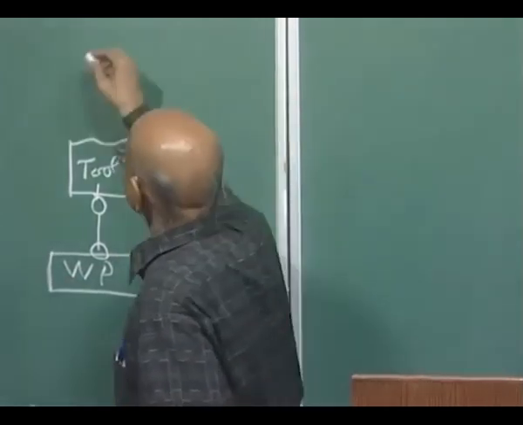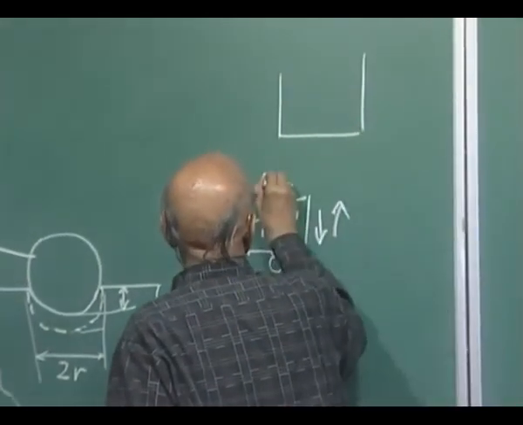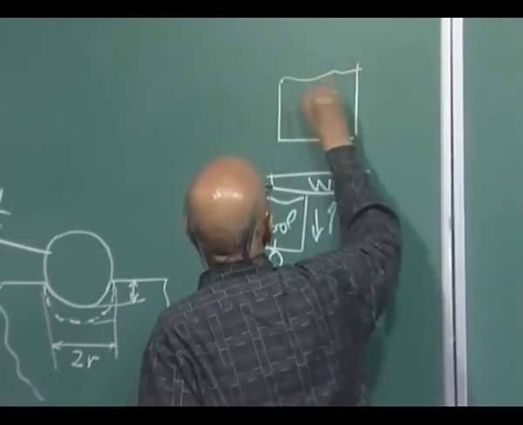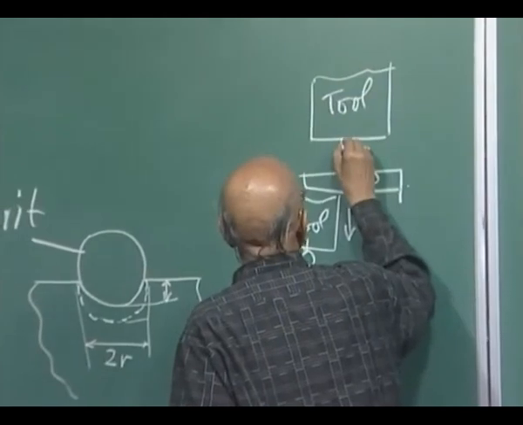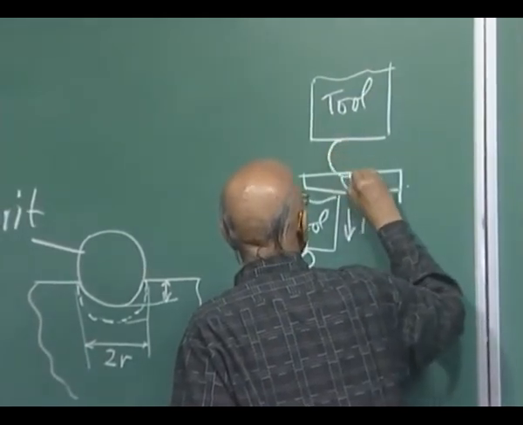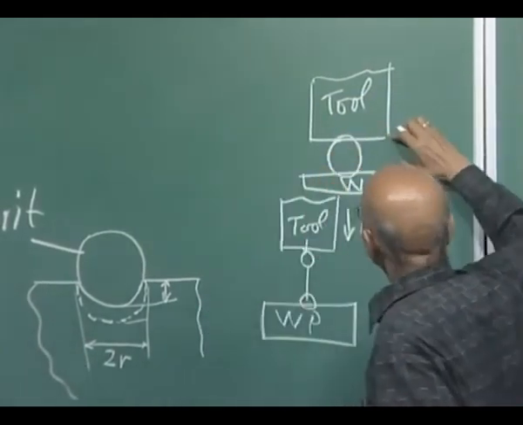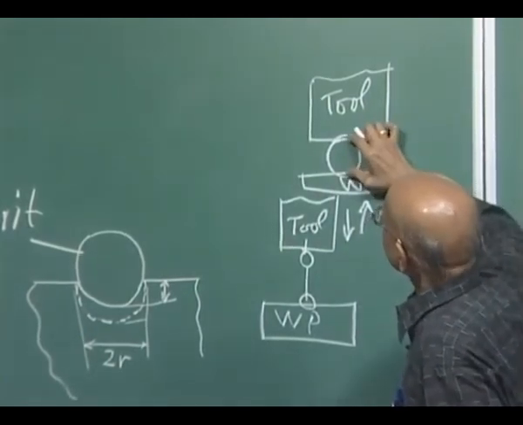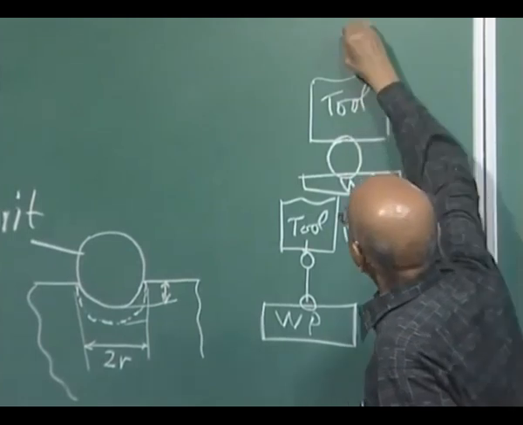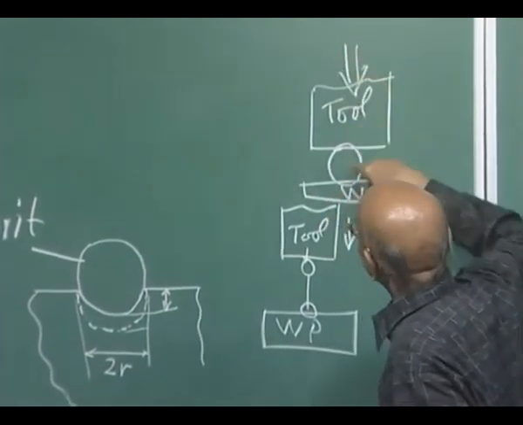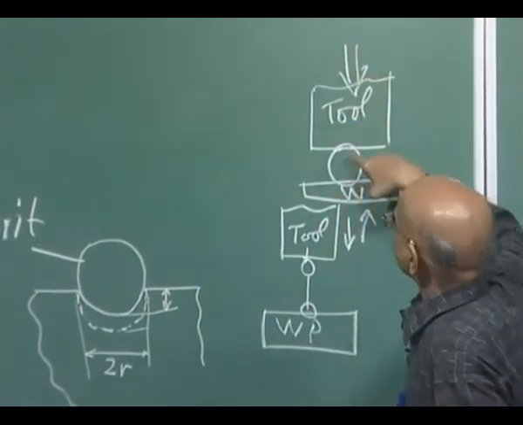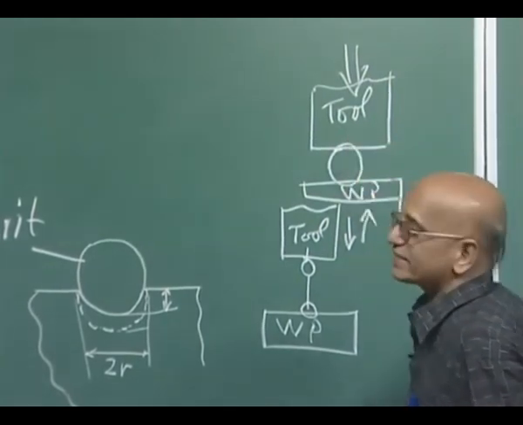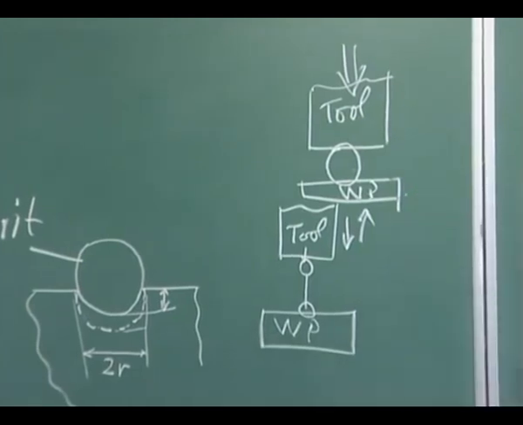In the second case, this is the workpiece, this is the tool, and if the gap between the bottom face of the tool and the top face of the workpiece is smaller than the size of the abrasive particle, then this tool will be hitting the abrasive particle, and part of the abrasive particle will penetrate inside the tool, and part of it will penetrate inside the workpiece. This is known as the hammering model.